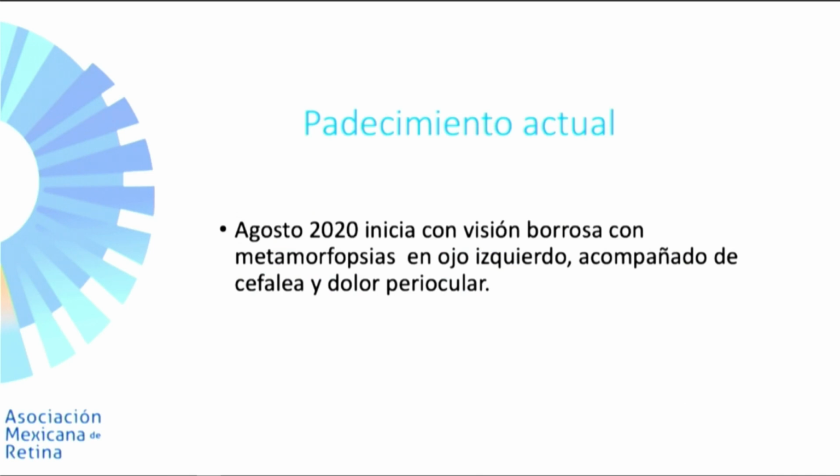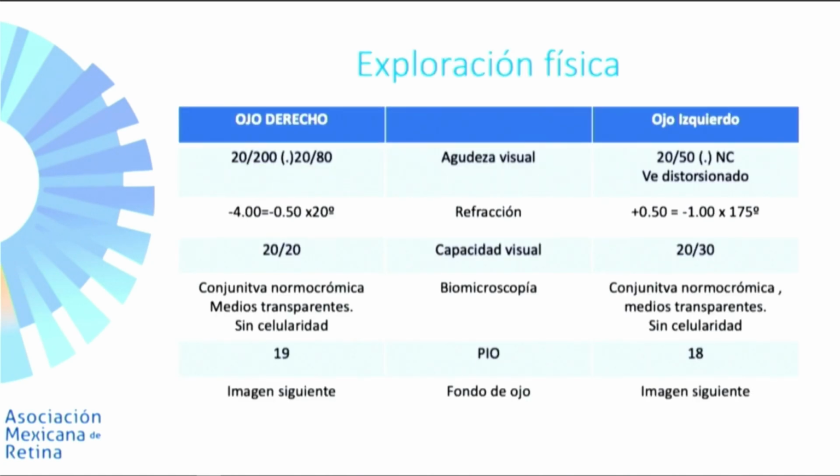She said that 2 years ago she started having blurred vision in her left eye with metamorphopsias, and she cannot have a vision of 20/20 with both eyes. She refers major periocular pain and headache. The right eye has 20/200, it improves to 20/80. The left eye with metamorphopsias is 20/50, it does not correct, and she sees distortions. Upon refraction, with her graduation, she reaches 20/20 on the right eye, but the left eye remains at 20/30.